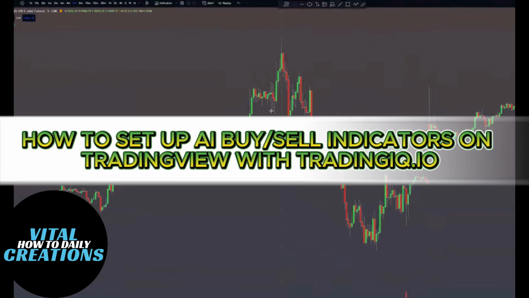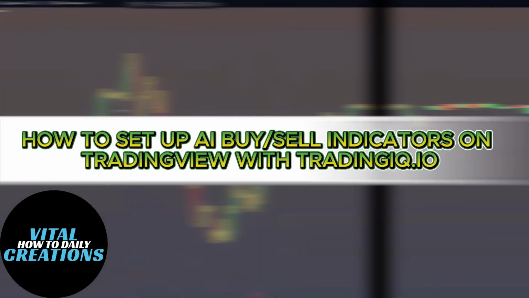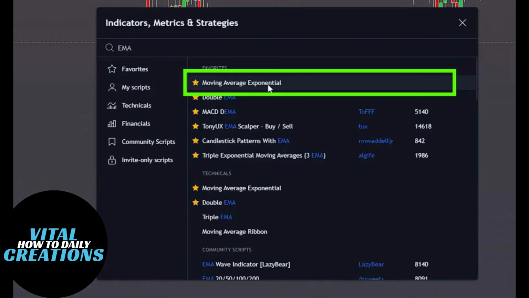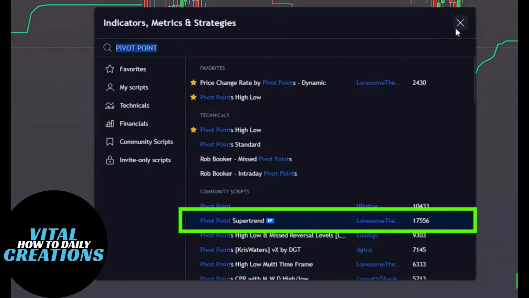In this video, I'm going to show you how to set up AI buy and sell indicators on TradingView. Step 1 is to add indicators. Open TradingView, go to the indicators, and search for EMA or exponential moving average, and then add to chart.